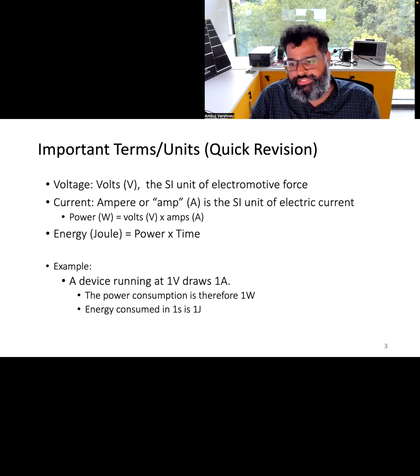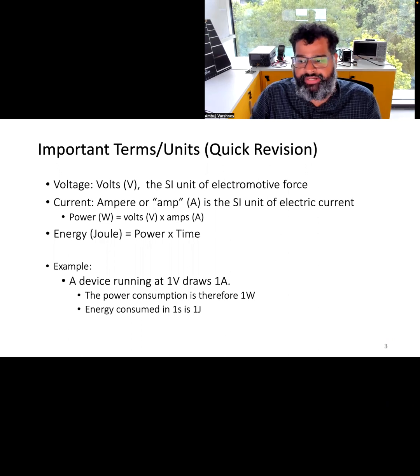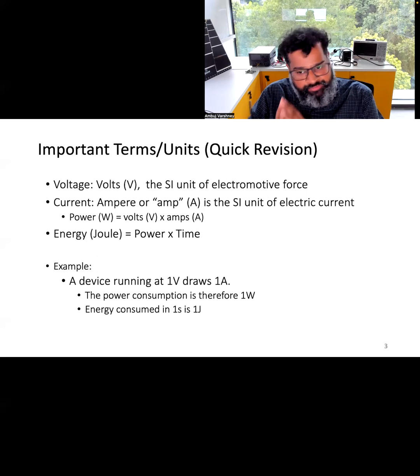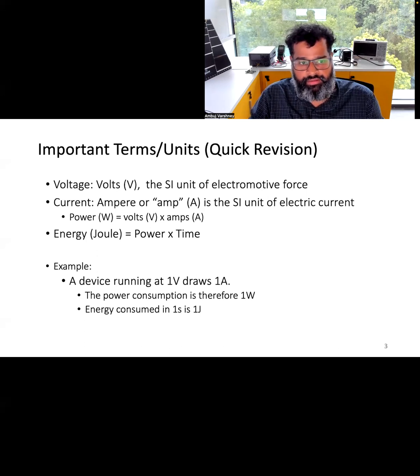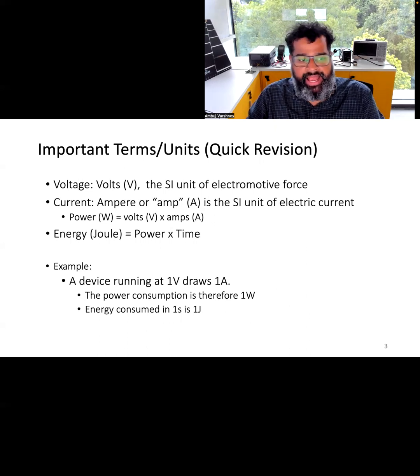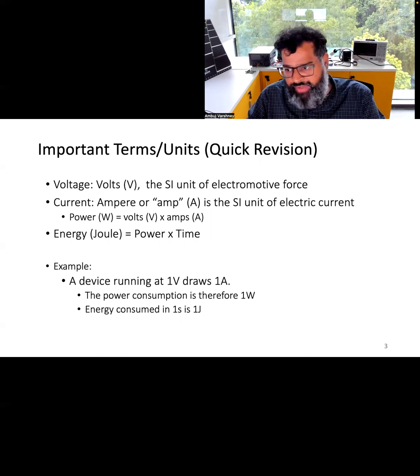We start with voltage. Voltage is the measure of electric potential difference between 2 points in a circuit, and it is commonly expressed in the units of volts. It is the SI unit for electromotive force. Current is the measure of how much electric charge flows through a point in a circuit per unit time. And current is expressed in the unit of amperes, which is the SI unit for electric current.